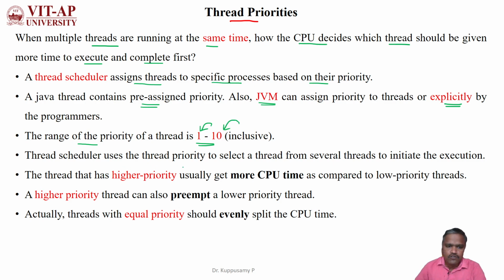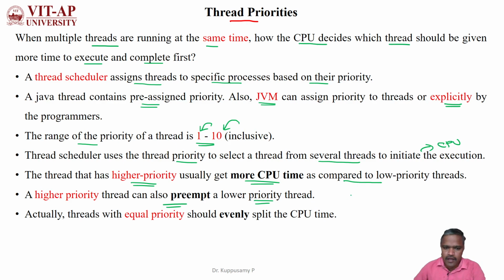The thread scheduler uses the thread priority to select a thread from several threads to initiate execution. That means to allocate the CPU for its execution. The thread with high priority usually gets more CPU time to complete its process compared to a low priority thread. And a high priority thread can also preempt a low priority thread.